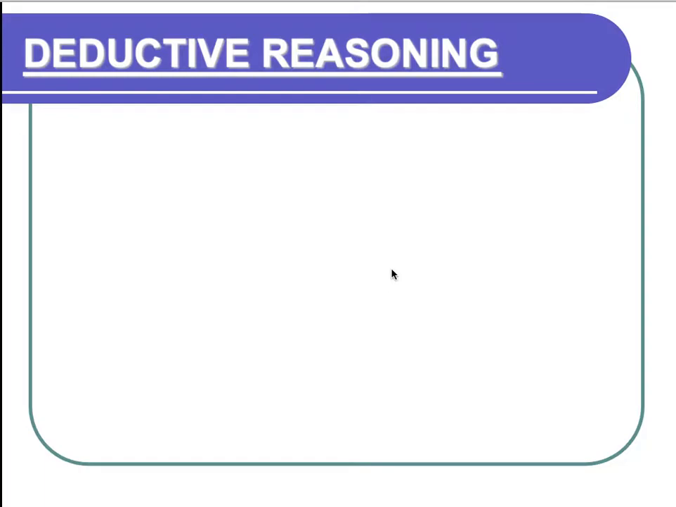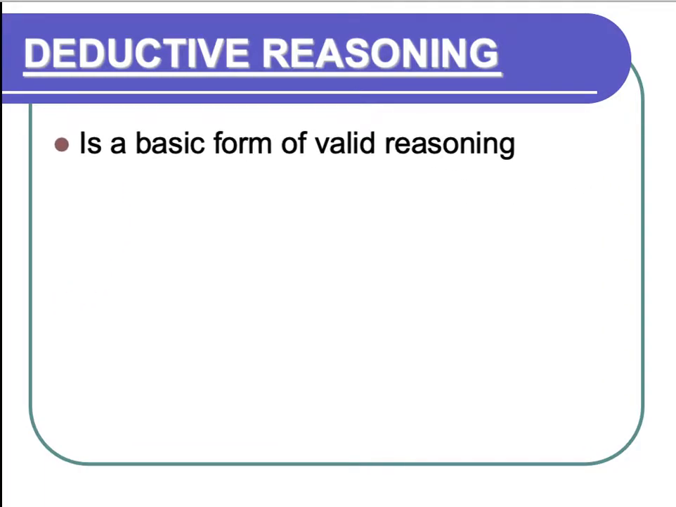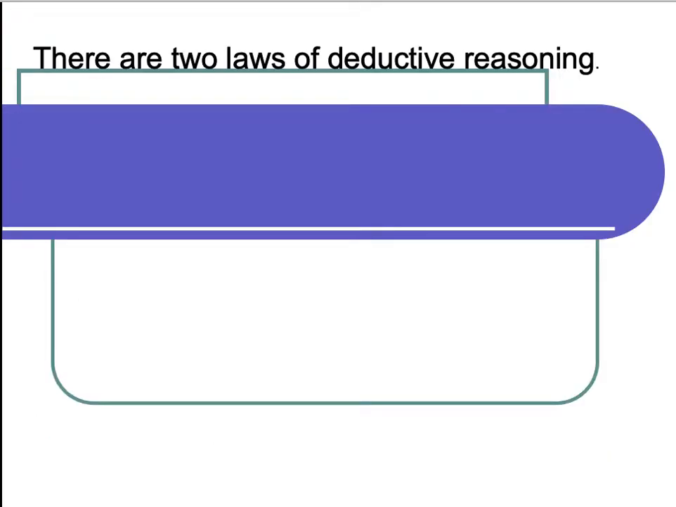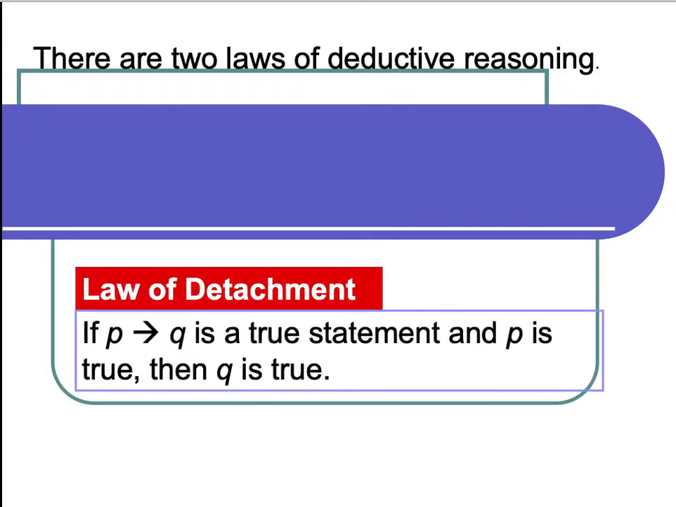Let us define first deductive reasoning. It is a basic form of valid reasoning, or deductive reasoning is also known as formal logic. It starts out with a general statement or hypothesis and examines the possibilities to reach a specific logical conclusion. So there are two laws of deductive reasoning. First is the law of detachment.